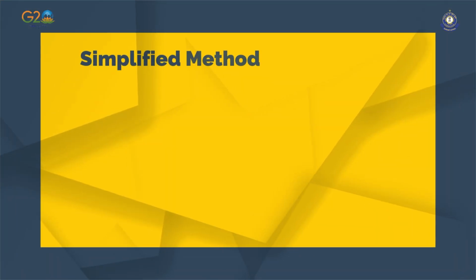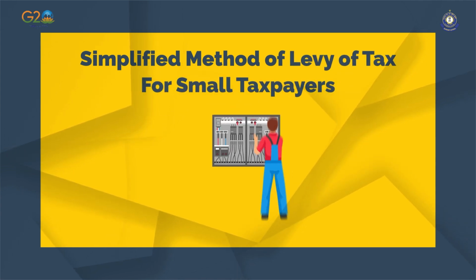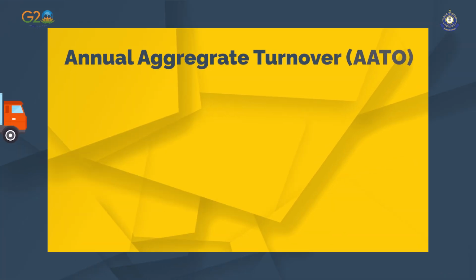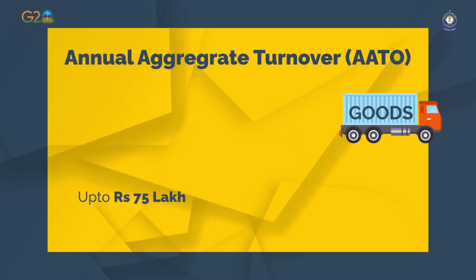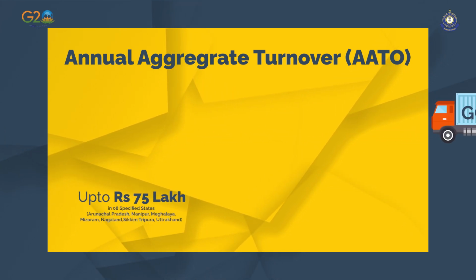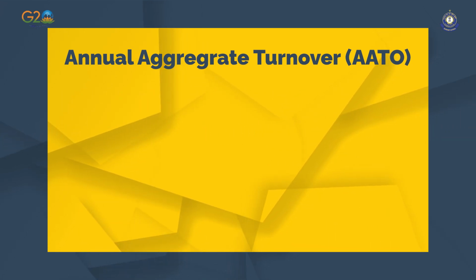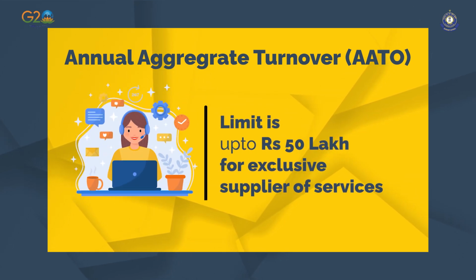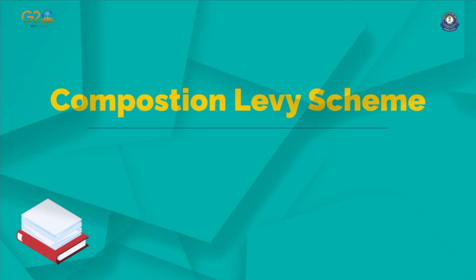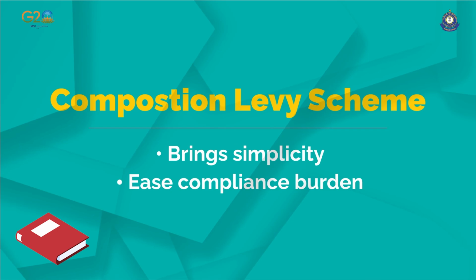Under GST law, composition levy scheme is a simplified method of levy of tax designed for small taxpayers whose annual aggregate turnover (AATO) is up to Rs 75 lakh in 8 specified states or Rs 1.5 crore in other states for supplier of goods, and annual aggregate turnover of Rs 50 lakh for exclusive supplier of services. The composition levy scheme aims to bring simplicity, ease the compliance burden for the small taxpayers.